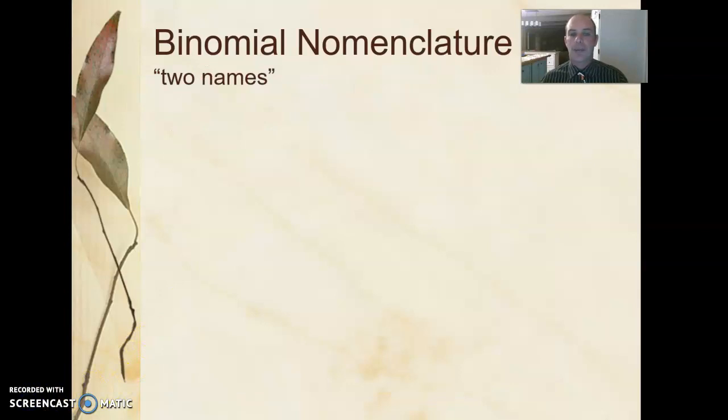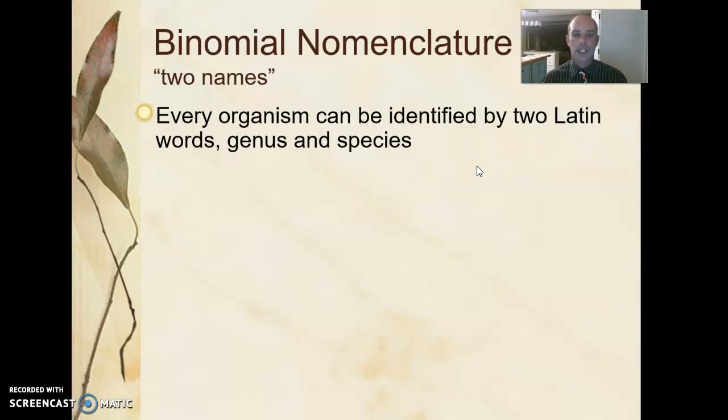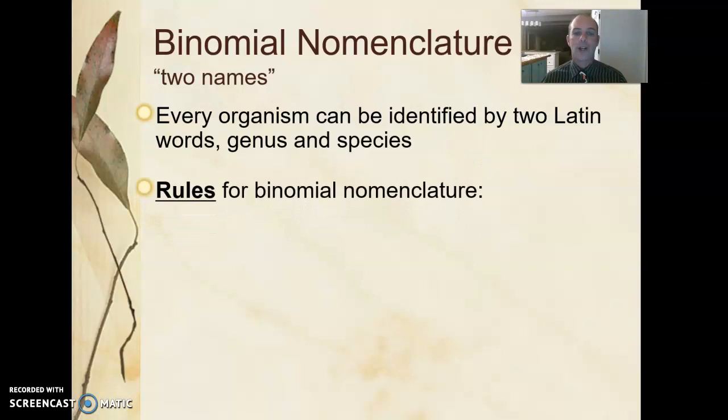Okay, the last thing we're going to talk about is something called binomial nomenclature. The bi means two, nomial is name, a two-name system. Okay, binomial nomenclature. Every organism can be identified with 2 Latin words, a genus and a species. And remember, we did ours already. Ours is Homo sapiens. And we did the wolf already. It was Canis lupus.